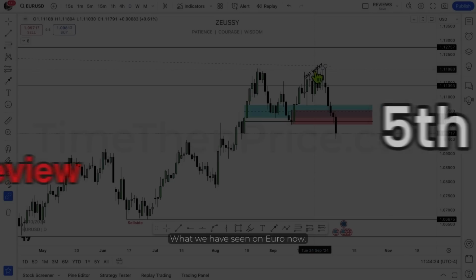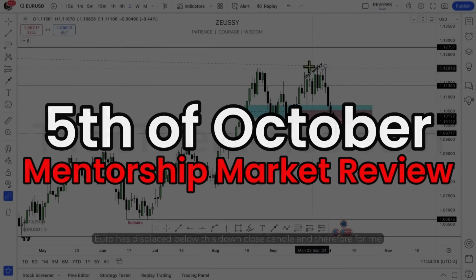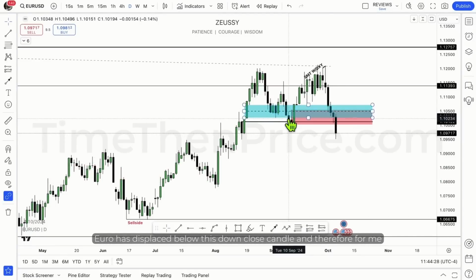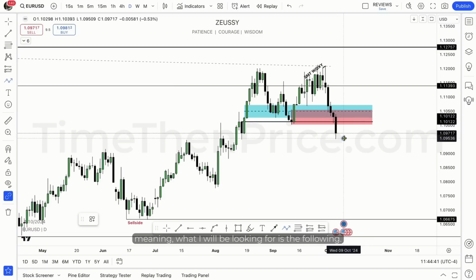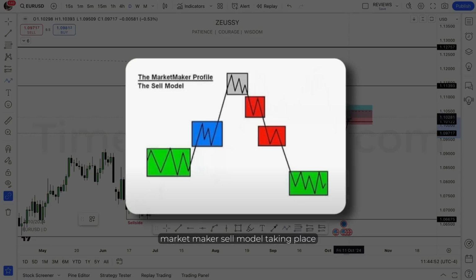We have seen on Euro now, Euro has displaced below this down close candle, and therefore for me, we need to see this down close candle function as resistance on price in order for it to be confirmed that the underlying order flow has changed on the higher time frames. Meaning, what I will be looking for is the following. I want to see Euro retrace into the down close candle with its respective price range, find resistance there, and then I want to see the confirmations of a lower time frame market maker sell model taking place to reprice towards the downside.